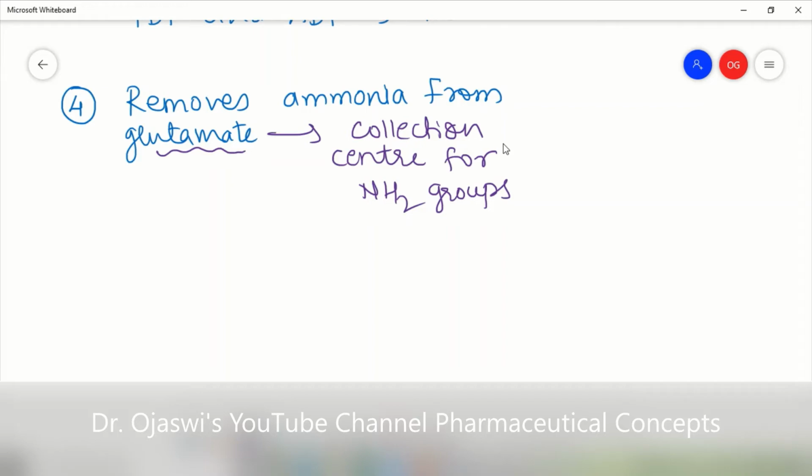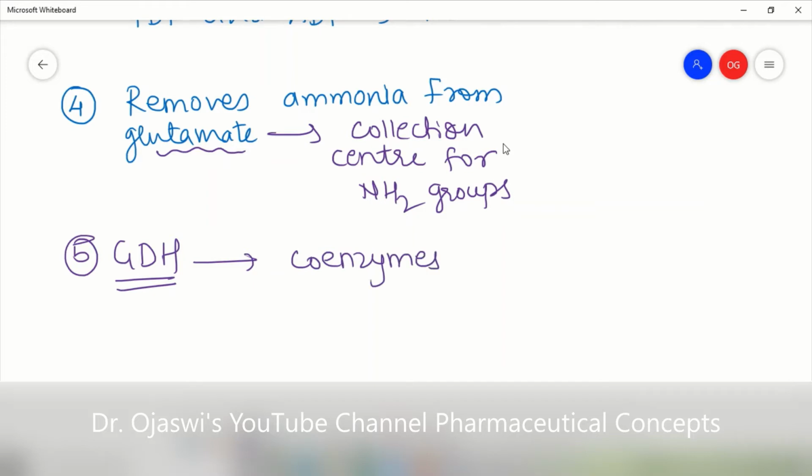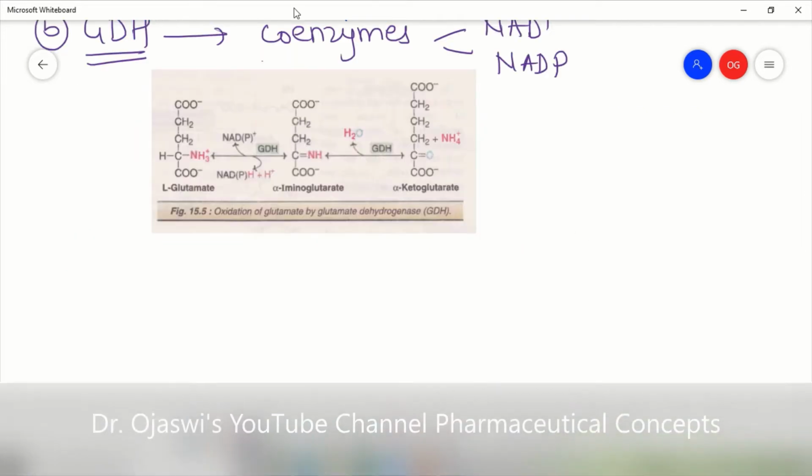And this GDH cannot work on its own. It requires the help of coenzymes. Now, what are the coenzymes helping GDH? Those coenzymes are NAD plus or NADP. So we can see here the conversion of glutamate to alpha ketoglutarate occurs through the intermediate called alpha iminoglutarate, with the help of these coenzymes.